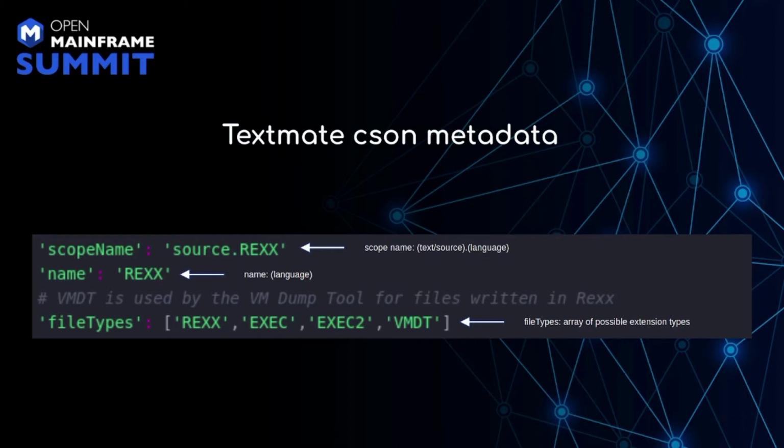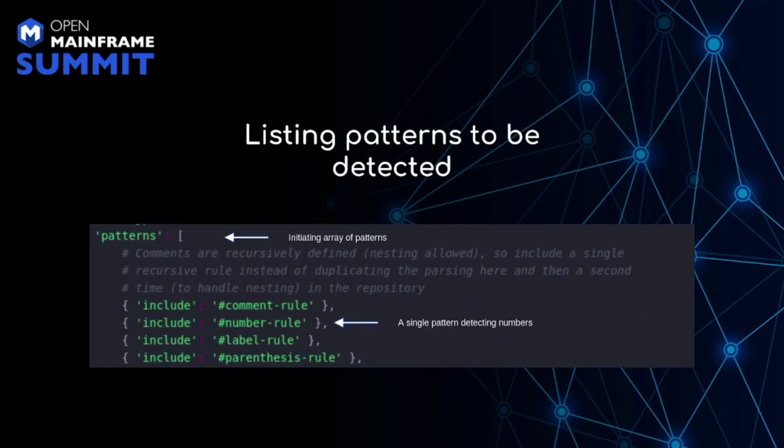Name attribute consists of the name of the language. File types is an array of file type extensions that the grammar should by default be used with. Here, if we open any file with Rex, exec, exec2 or vmdt extension, the syntax highlighter will automatically be triggered. Pattern is an array of actual rules used to parse the document. In this example, we are specifying 4 rules: comment rule, number rule, label rule, and parentheses rule.